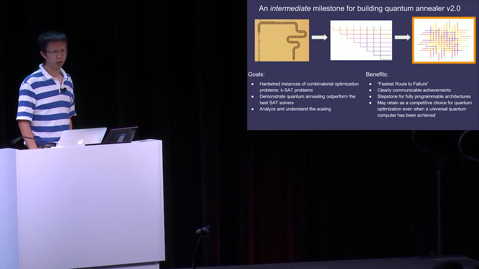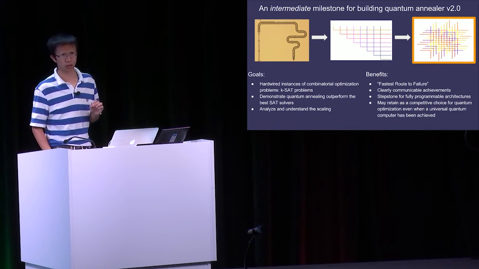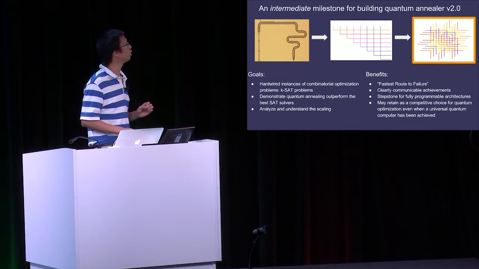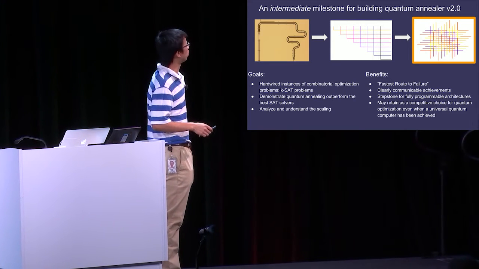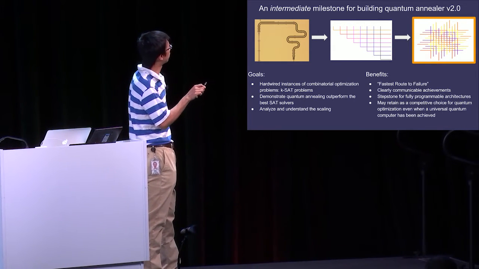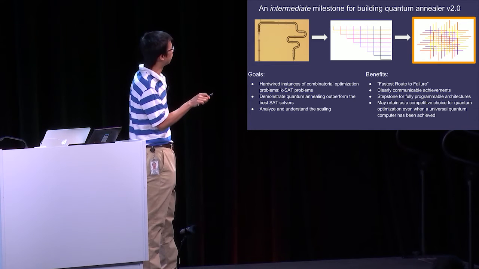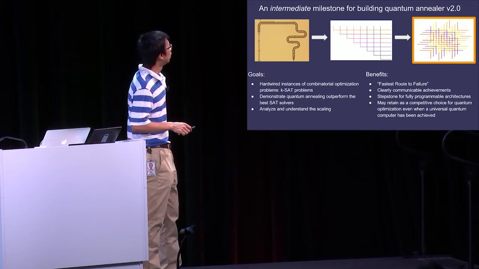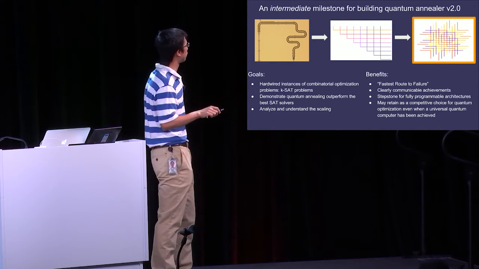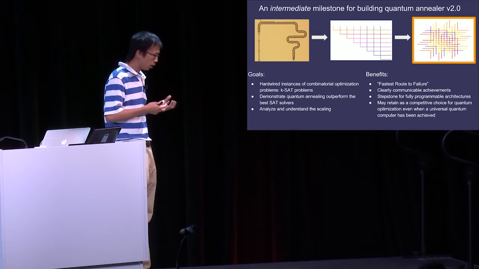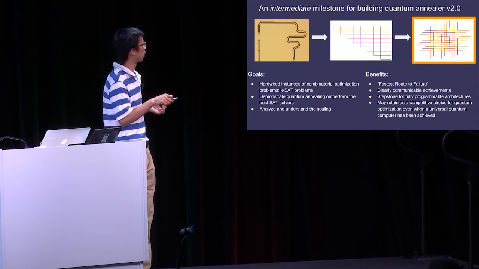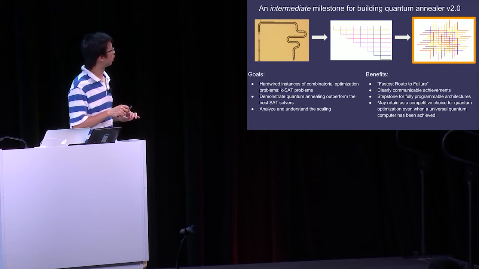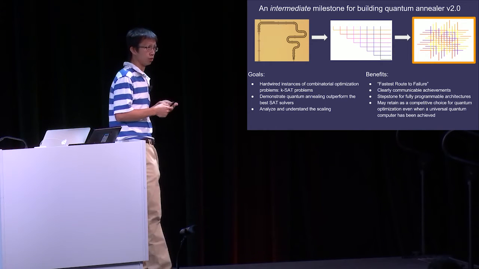To summarize, the intermediate goal for us to build a Quantum Annealer version 2.0 is really to build these weaving-like structures for medium-sized Quantum Annealers. Of course, we have to understand at the basic level from single-qubit performance to small size devices. But the fundamental goal is here. It's a nice goal because we can hardwire some instances of optimization problems into this graph. And hopefully, we can demonstrate this Quantum Annealer can outperform the best SAT solvers.